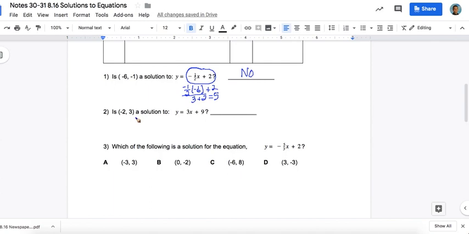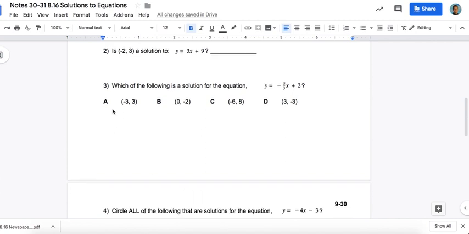Okay, now, number 2. We're going to plug in negative 2 for x and see if we get 3. So here's my rule: 3 times x plus 9. So 3 times negative 2 plus 9. And 3 times negative 2 is negative 6. And negative 6 plus 9 is 3. So this time, I did get it. So write yes. And in this case, I can cross out that y value. I didn't get it. Okay, now look at number 3. We've got to try all of these and see if it's a solution for the equation.